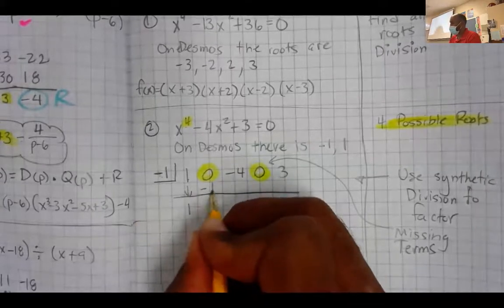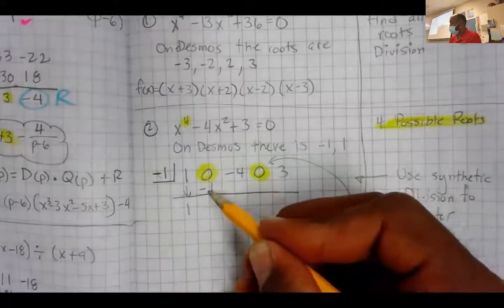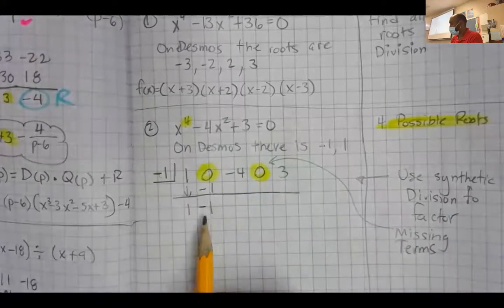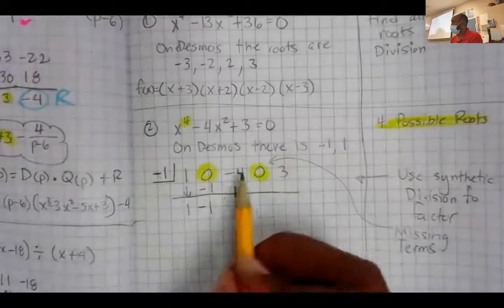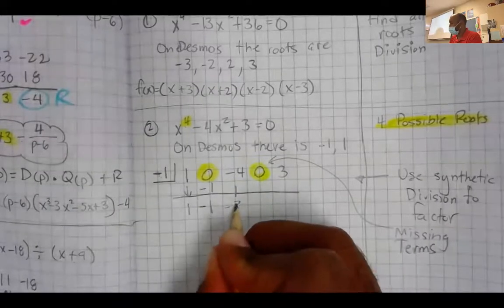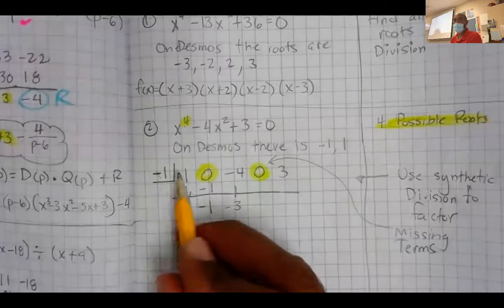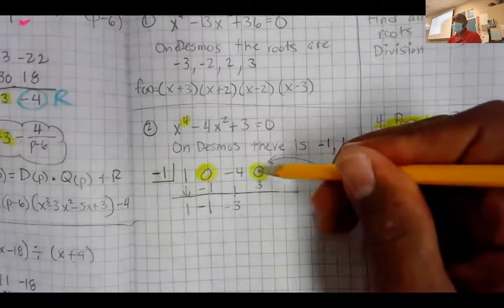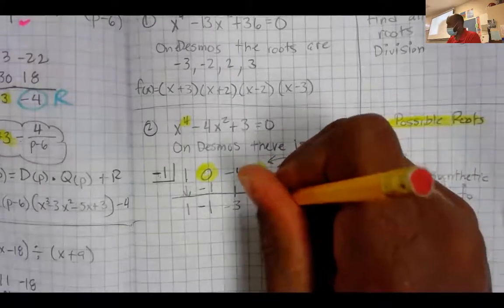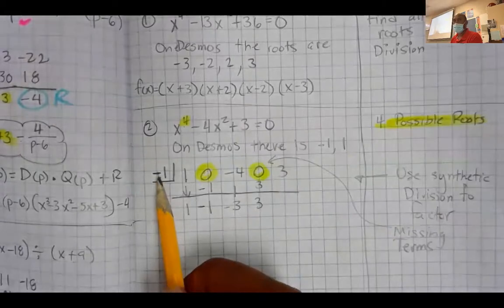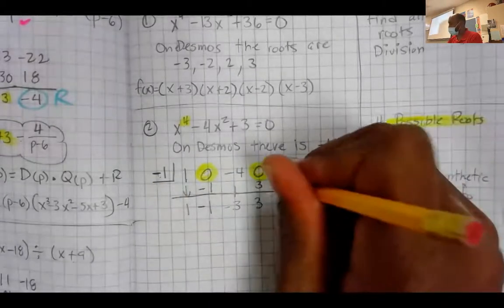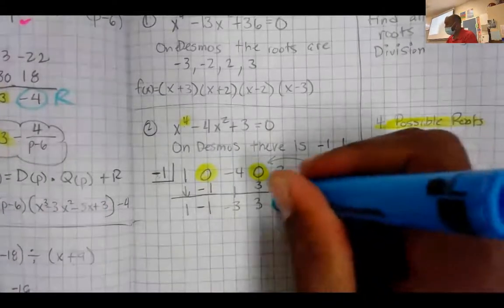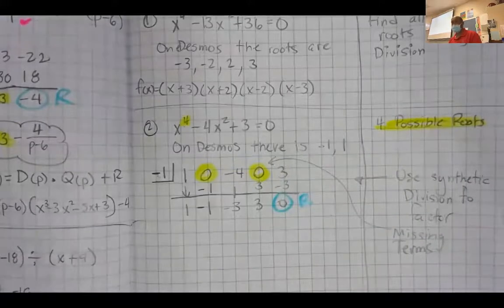1, and then we add the column. So 0 plus -1, and then you just keep repeating. -1 times -1, +1. Then add. -4 plus 1, -3. Then multiply again. -1 times -3, +3. Then add again. 0 plus 3, 3. Then multiply again. -1 times 3, -3. And we should expect to get a 0 because we already know it's a factor, but we're just trying to use that factor to factor out the rest.